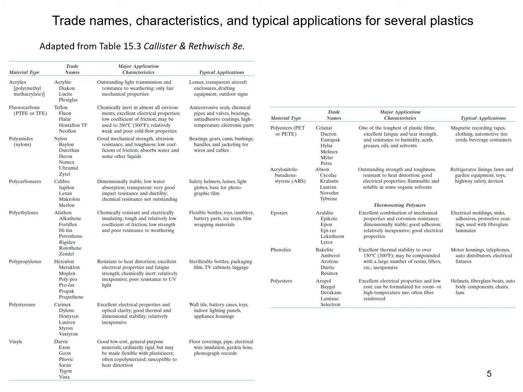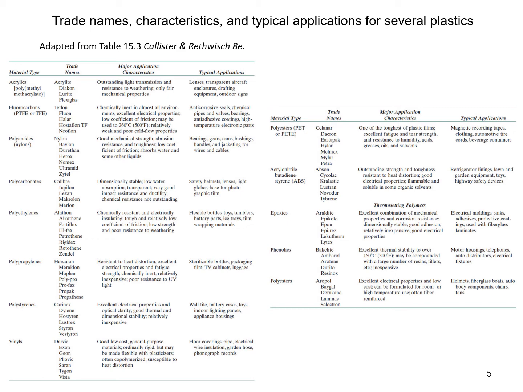For the thermosetting polymers, one of the main and most common types is the epoxy. It is also known as araldite, which has an excellent combination of mechanical properties and corrosion resistance, is dimensionally stable, has good adhesion, is relatively inexpensive, and has good electrical properties. The typical applications for epoxies are electrical moldings, sinks, adhesives, protective coatings, and use with fiberglass laminates.